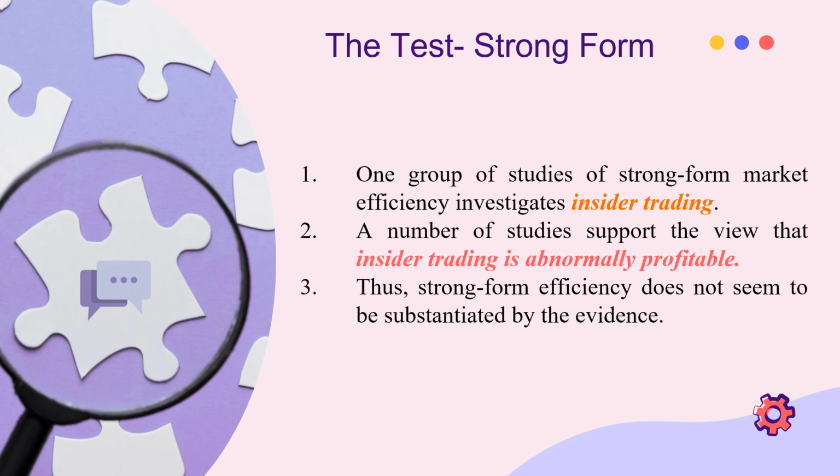Okay, so apa evidence yang kita nak membuktikan the statement yang kita dah kata dalam strong form efficiency, the price reflected daripada past information, public information and private information. So macam mana kita nak membuktikan all of this? Okay, so actually dia tak banyak past researcher yang boleh try untuk figure out on this test, the test on the strong form efficiency. Okay, so one group of studies of strong form market efficiency investigate on the insider trading.